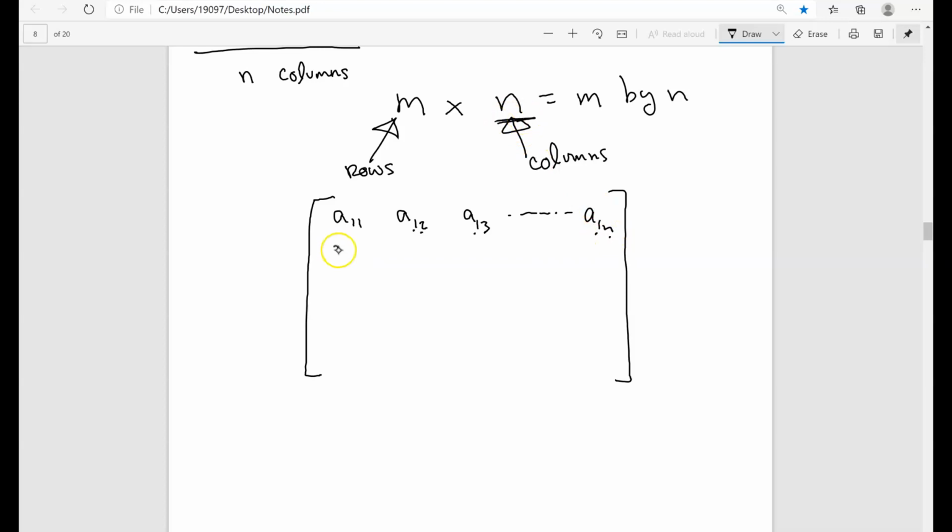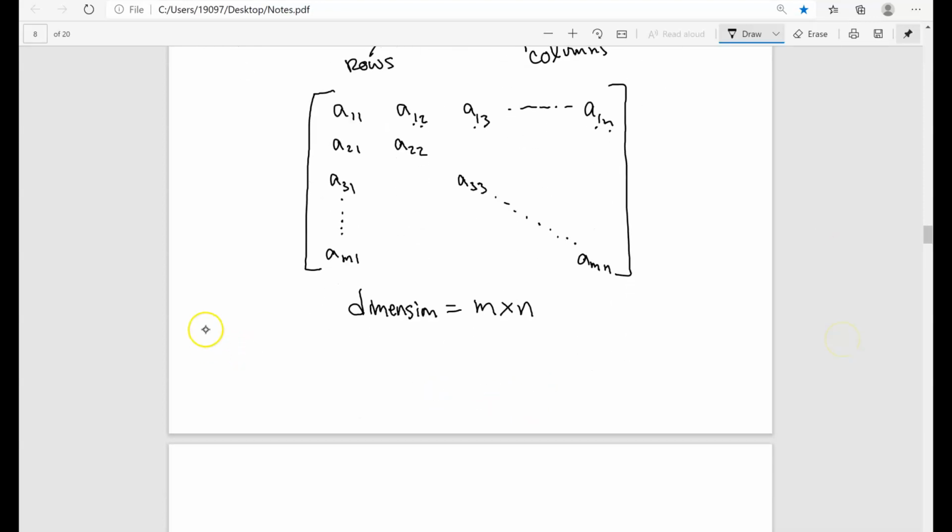And then I can do the same thing to A21, so second row, first column, third row, first column, and continue on until I get to the mth row, first column. And then I can do the diagonals, A22, that's second row, second column, third row, third column, and continue on until I get to the last one, mth row, nth column. So this is what we call an m by n matrix. Whenever we talk about dimension, if I ask you what is the dimension of the matrix, it would just be m by n.